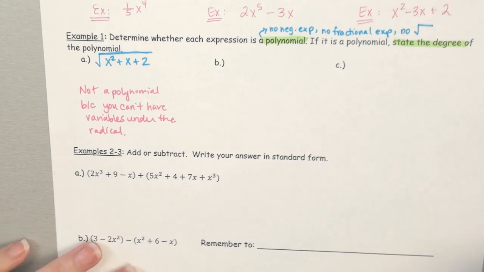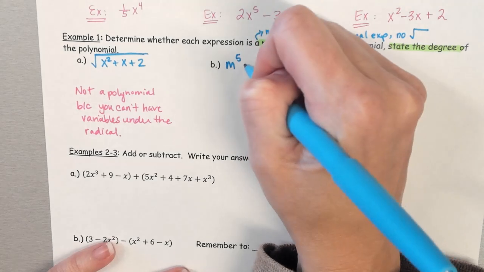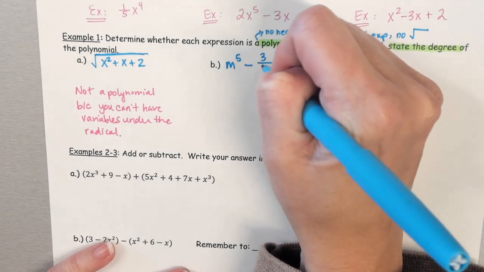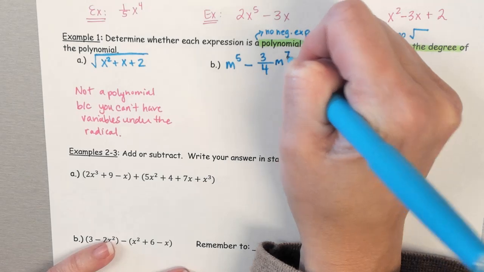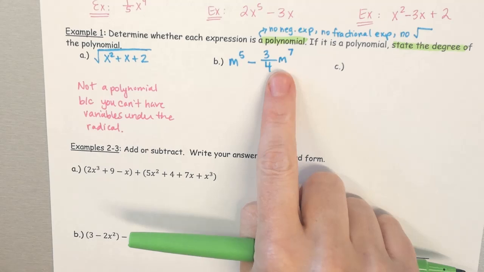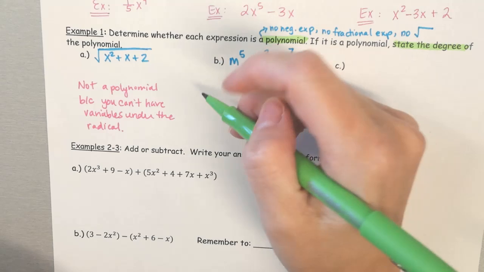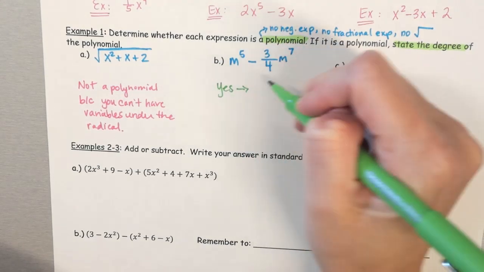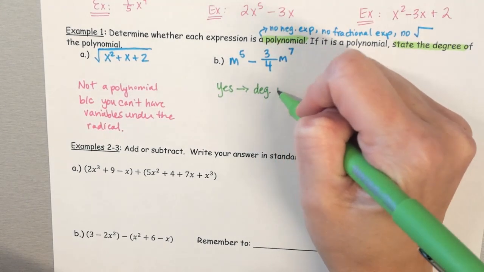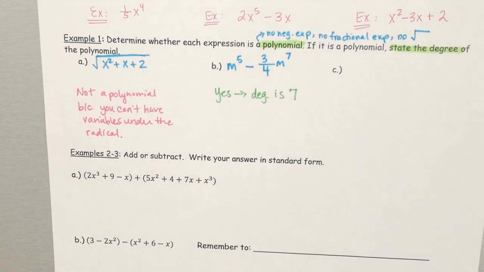Okay? All right, and then for B, you have m to the 5th minus 3/4, and then it's m to the 7th. So that placement of m to the 7th is important. When you have it off to the side like this, it is not a negative exponent, so this is a polynomial. So yes, it's a polynomial. And what would the degree be? 7. Okay, so the degree is always the highest exponent.